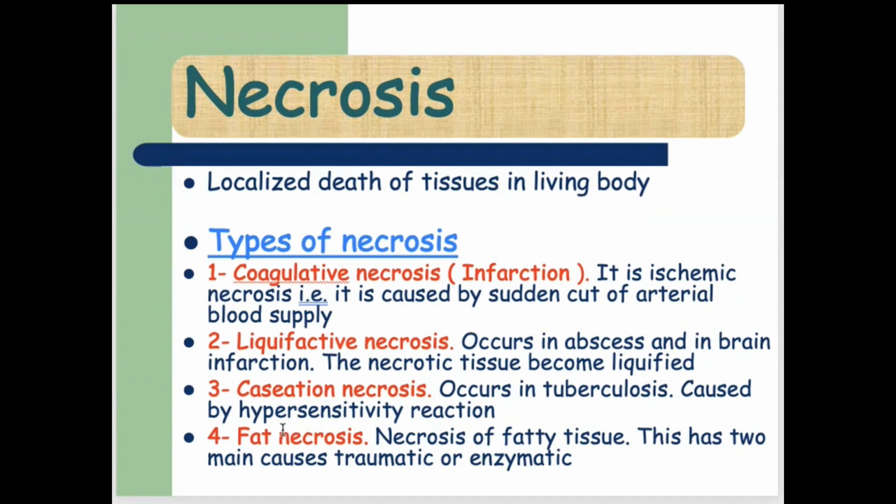And yesterday some of the students asked about gangrenous necrosis also. I'll try to show you those pictures if we get time. So what happens in coagulative necrosis? It occurs in ischemia, when the tissue does not get blood supply and oxygen. So that tissue coagulates; it remains solid.